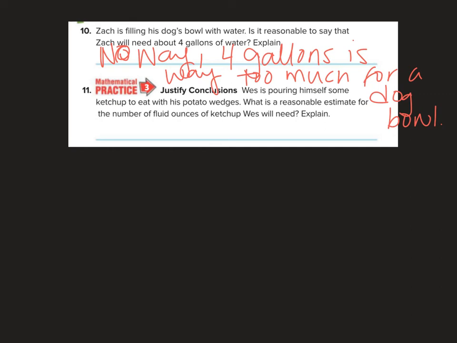Wes is pouring himself some ketchup to eat with his potato wedges. What is a reasonable estimate for the number of fluid ounces of ketchup Wes will need? So now, here's the deal. 1 fluid ounce would be about as much as a nail polish container. So for me, I probably would use 2 nail polish containers worth of ketchup because I like ketchup. Some people don't, so maybe they would use 1. So I'm going to go with both, 1 or 2 fluid ounces of ketchup.